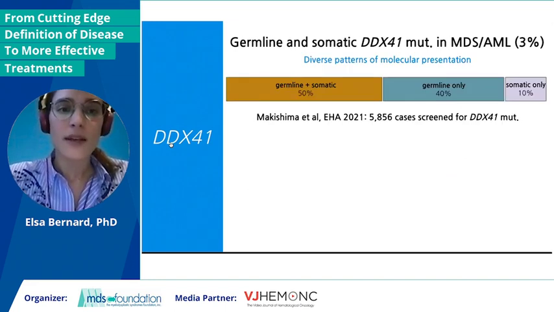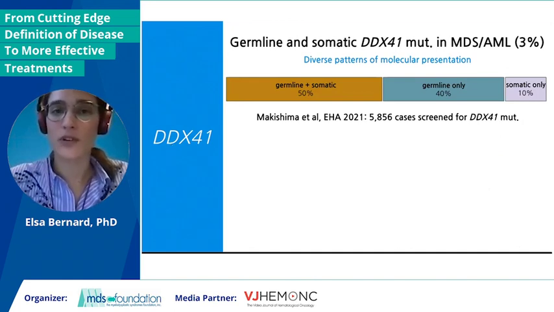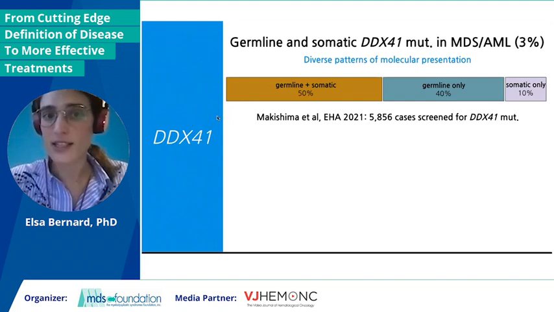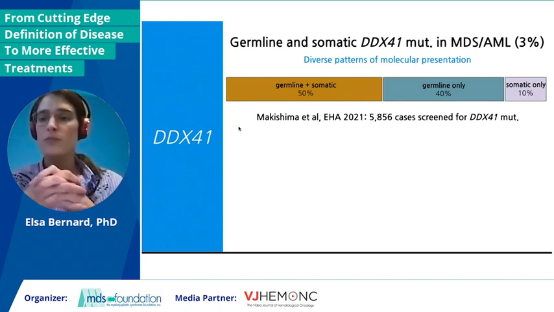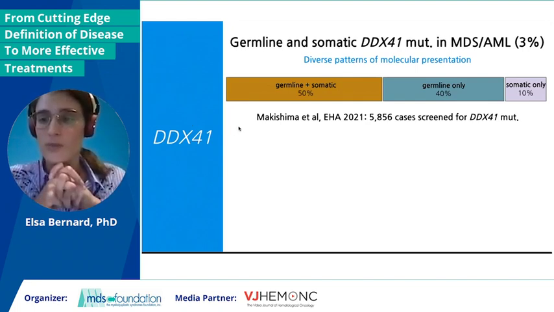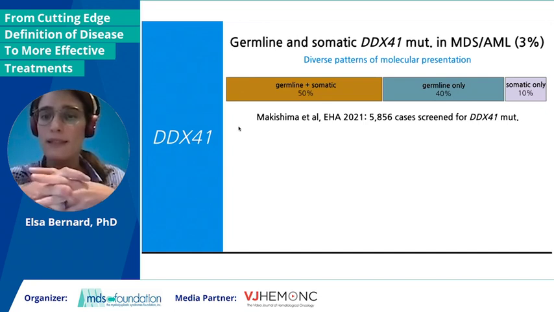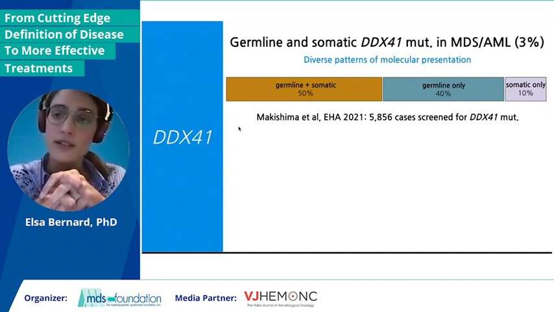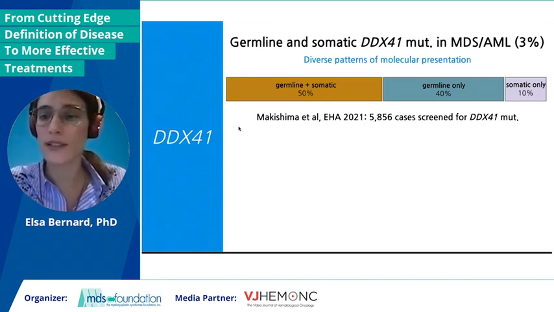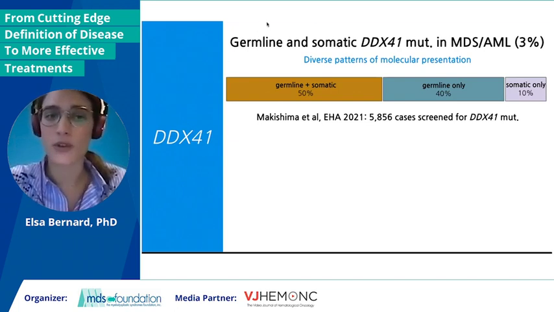In addition, data presented by Dr. Makishima at the last EHA meeting show that the patterns of molecular presentation of DDX41 mutations are diverse, and that 50% of cases with DDX41 mutations have both germline and somatic, 40% have germline only, and a rare 10% of cases have somatic only mutations in DDX41.